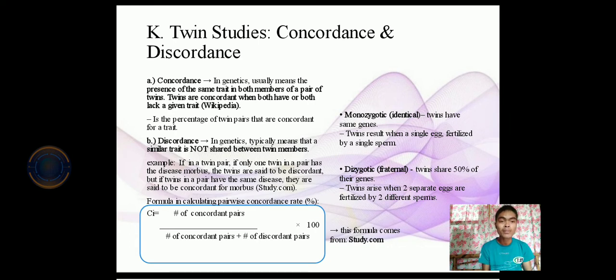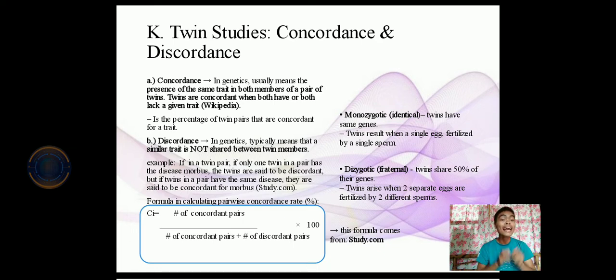There is a formula also, but if you have any clarifications about the formula, you can ask it on our group chat. Now, monozygotic refers to identical and dizygotic means fraternal. Monozygotic twins have the same genes. Twins result from a single egg fertilized by a single sperm. Mono meaning isa lang. Dizygotic or fraternal means they share 50% of their genes. Twins arise when two separate eggs are fertilized by different sperms.